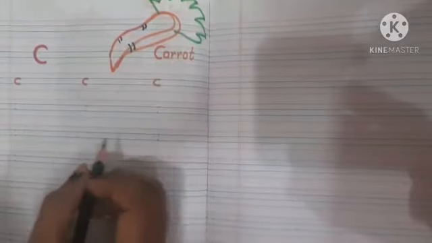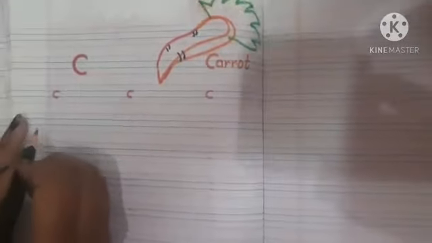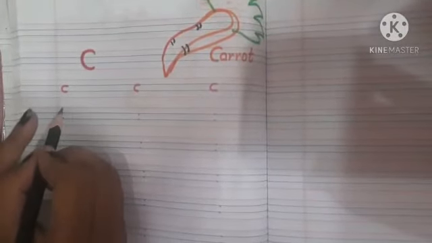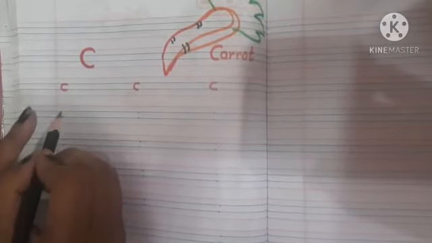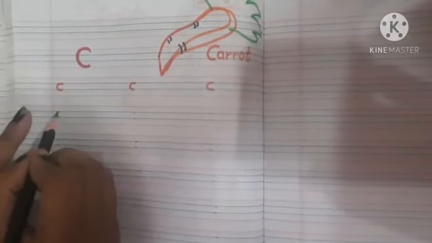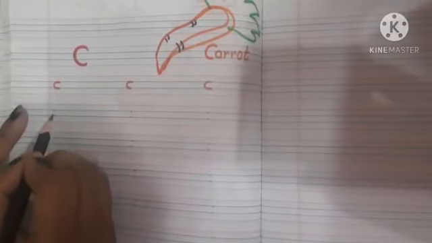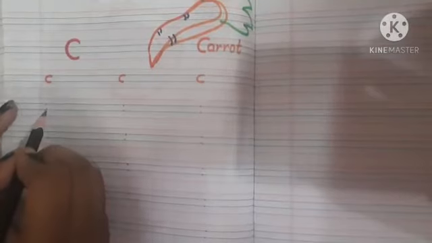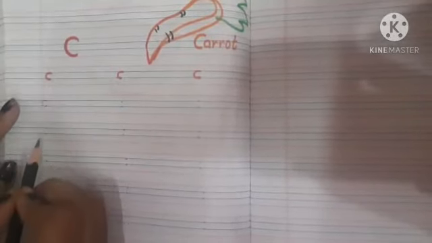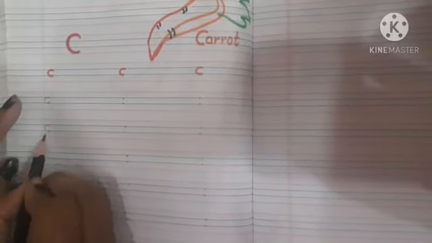Okay. So here you can see two lines. Leave the upper red line. Now the next second line and third line. Second and third line. Make a right curve. Small c. Small c.